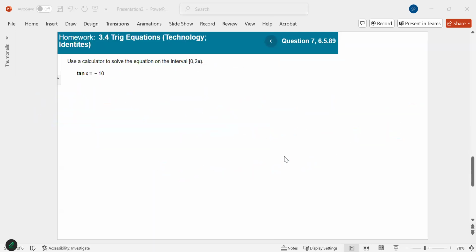Okay, let's try another problem. Question 7 in the same homework set. We have tangent this time of x equals -10. Tangent is a little hard to work with because remember, tangent represents the ratio y over x. So -10 represents when y divided by x is equal to -10. So think about where tangent is negative. Tangent, or y divided by x, is negative when they're opposite signs. And they're opposite signs in quadrant 2 and quadrant 4.